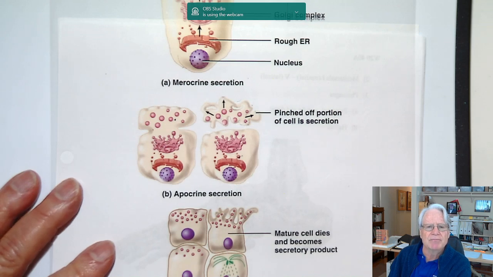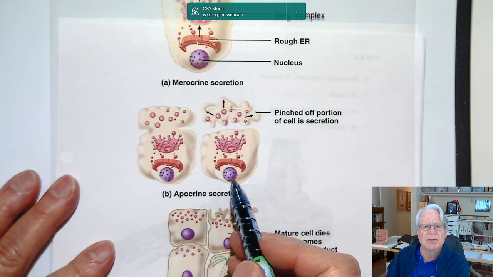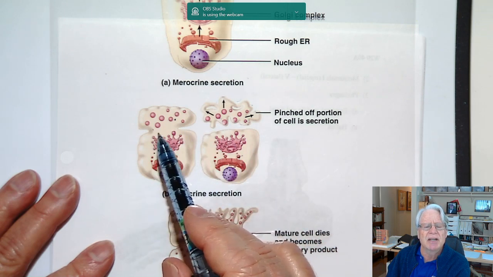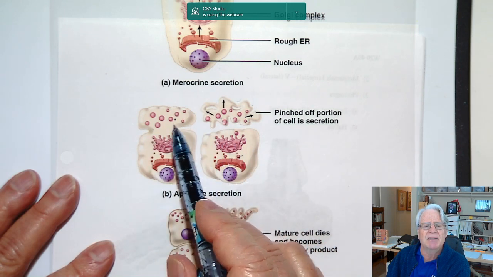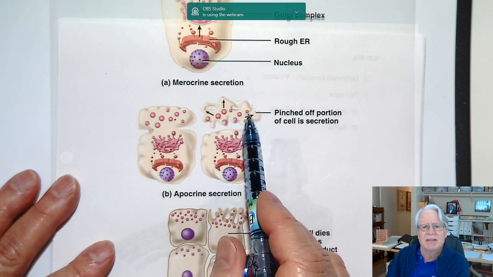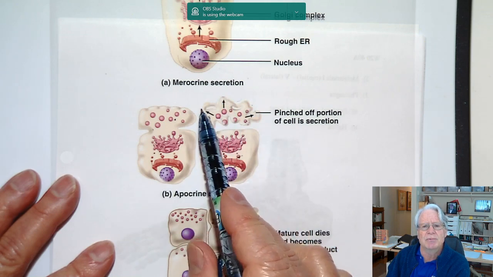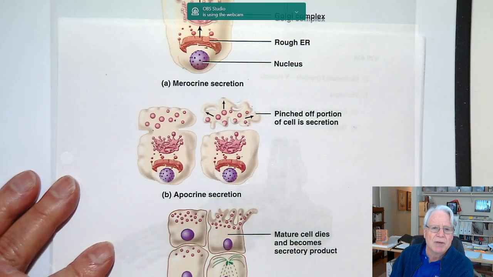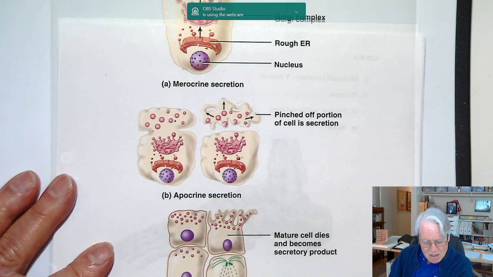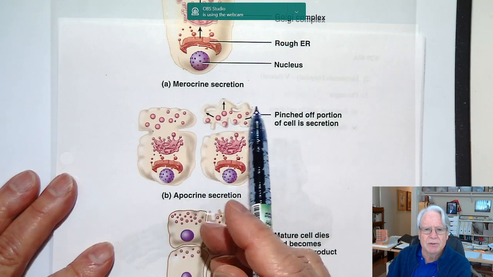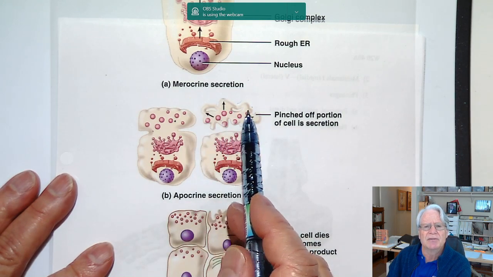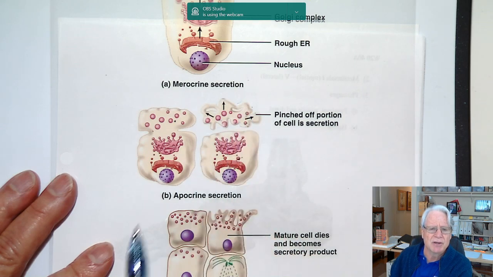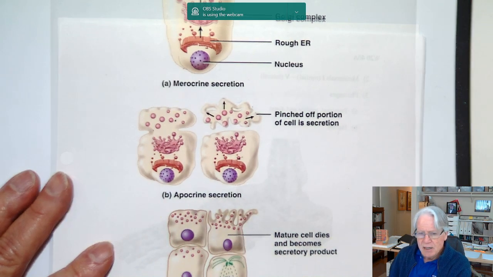Here's the apocrine. As you can see, we're going to produce something, and then it's going to be collected at one end of the cell, and then that end is just pinched off, and this whole thing now becomes the product. This would be an example of milk from the mammary glands. So that's the way you would, as an infant and a newborn, consume milk, is in this form here.